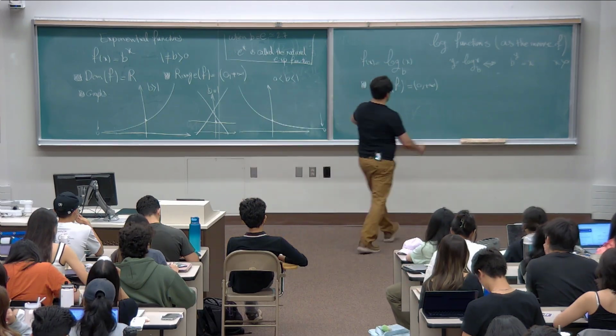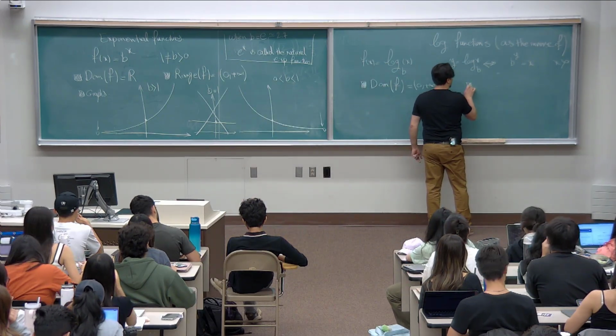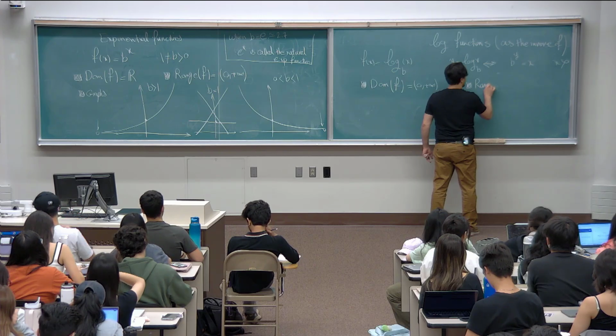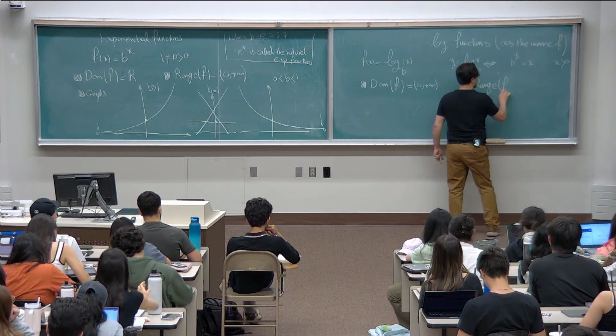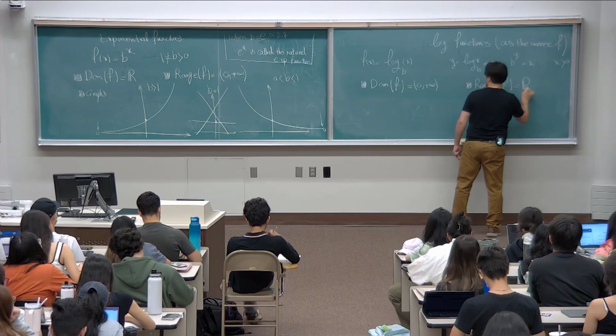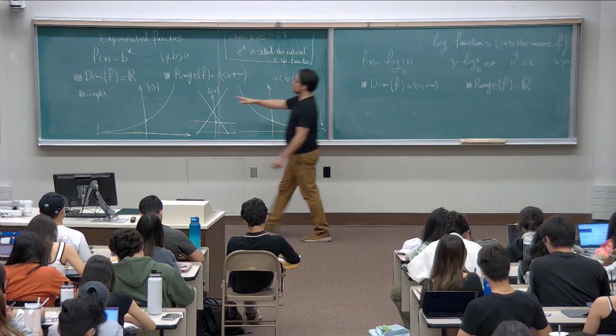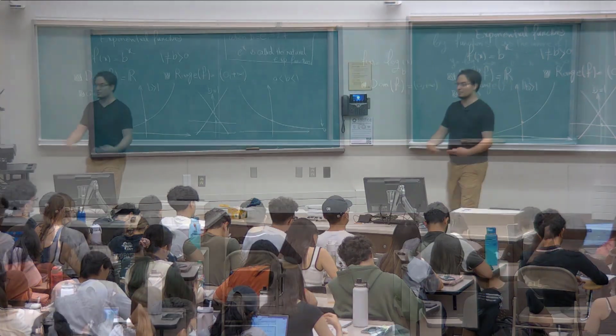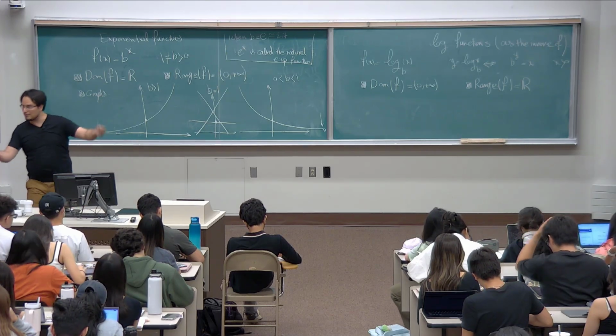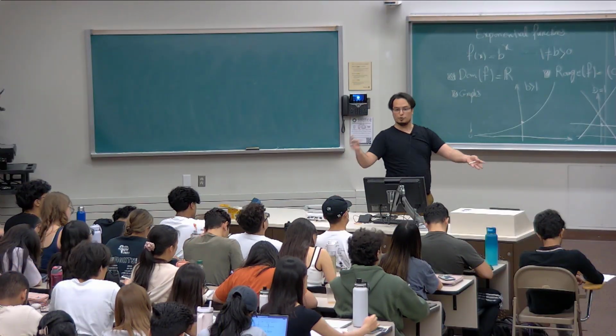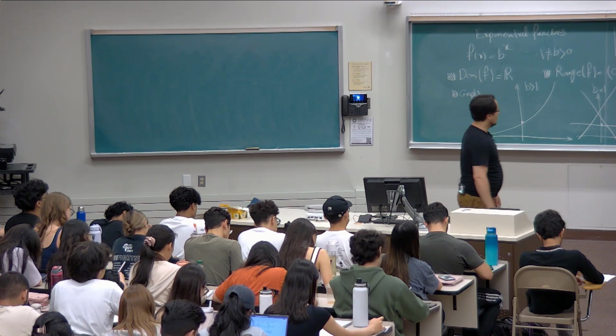Well, since I already have the domain, what would be the range of this function? All real numbers, the whole real line. Why? Because its inverse had the whole real line as its domain. So when you go to the inverse, you flip the domain and range.